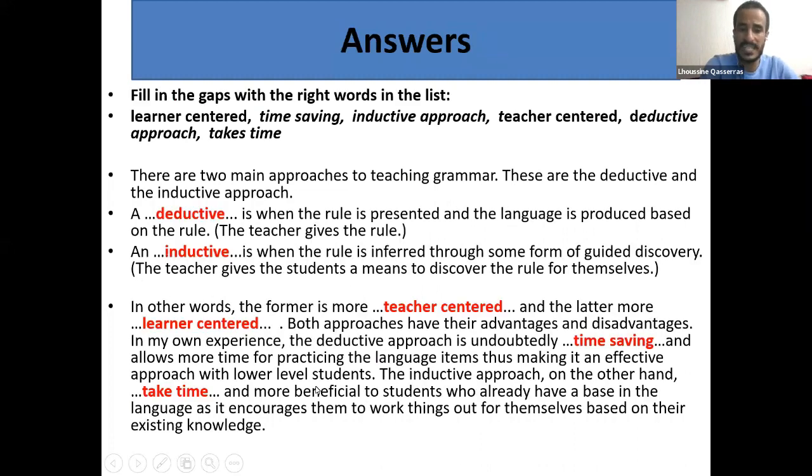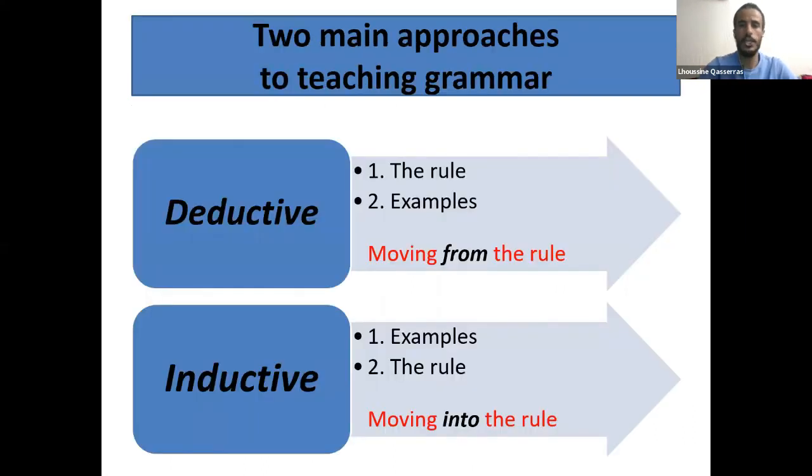Okay, good. So let's see the answers here. So number one, deductive, inductive, teacher-centered, learner-centered, time-saving, and takes. Yeah, takes time, not take time. Okay, good. So two main approaches to teaching grammar, deductive and inductive. Deductive, you start with the rule. You give them the structure, you give them the product, teaching grammar as a product. Then you provide them with examples.